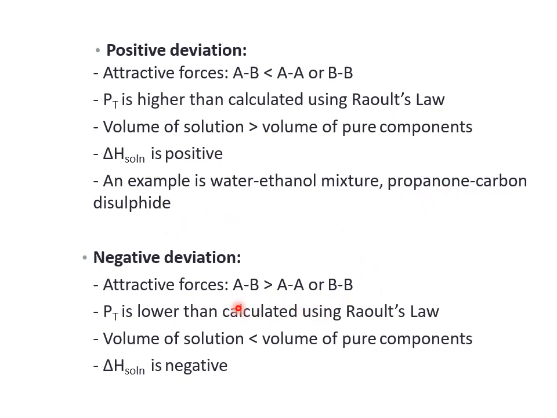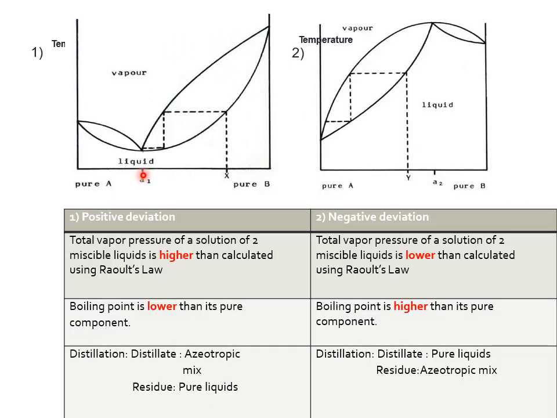But for negative deviation, the attractive forces between A and B are more than between A and A or B and B. The total pressure is lower than calculated using Raoult's law, and the volume of the solution is less than the pure compounds. So the enthalpy of the solution would be negative. This is the diagram of the positive deviation and negative deviation. Remember, positive and negative deviation happen only for non-ideal solutions.